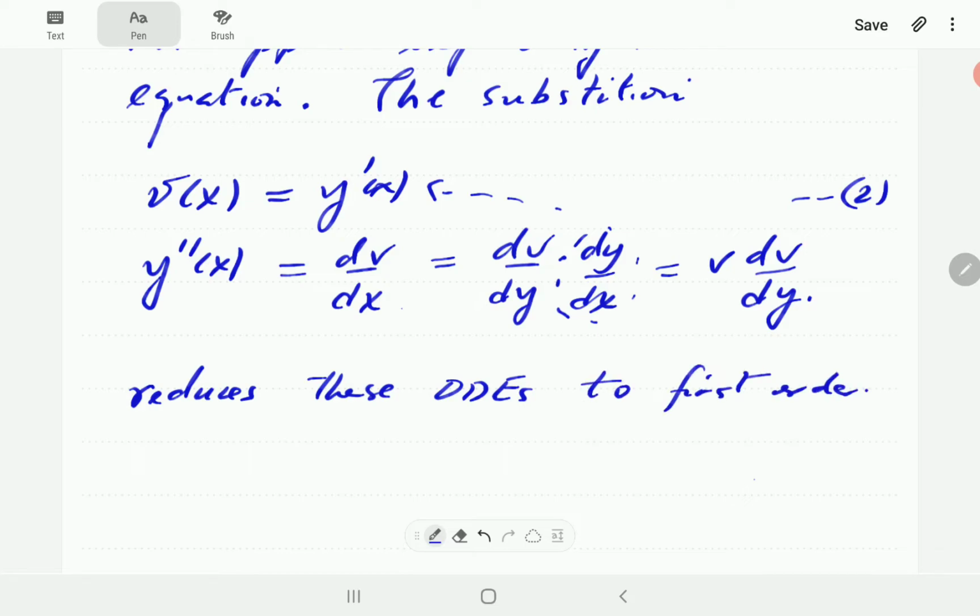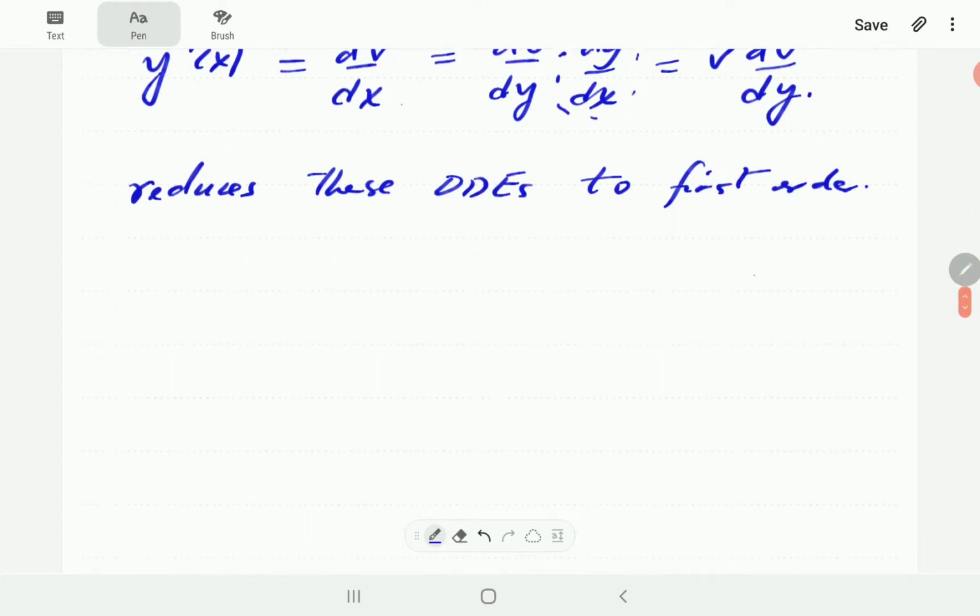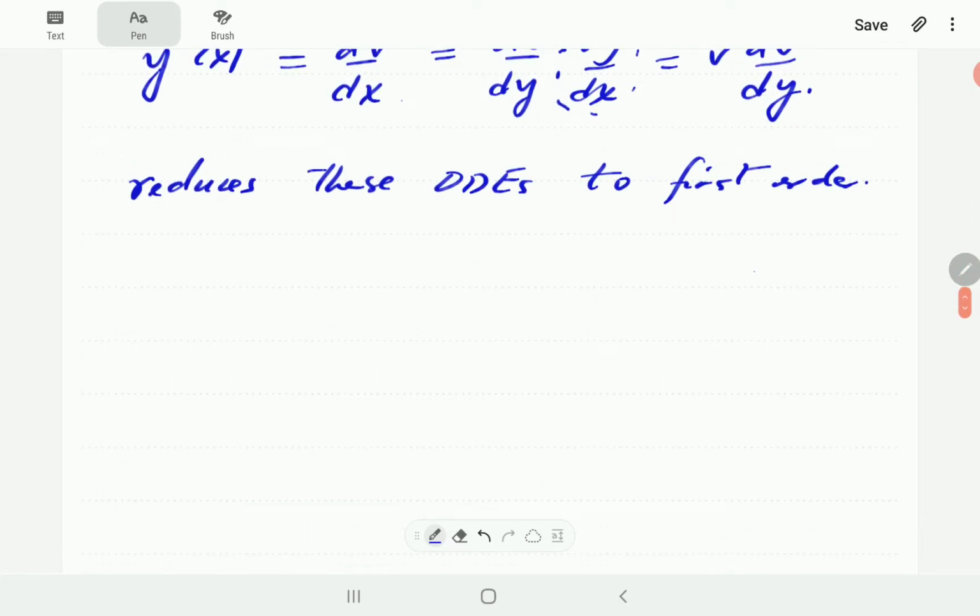All right, so we're going to look at a few examples then to demonstrate how these substitutions work. One must note that what these substitutions guarantee is just that the equation will be reduced to first order. So that first order may or may not be integrable. But the examples we're going to go through now will all work out nicely.